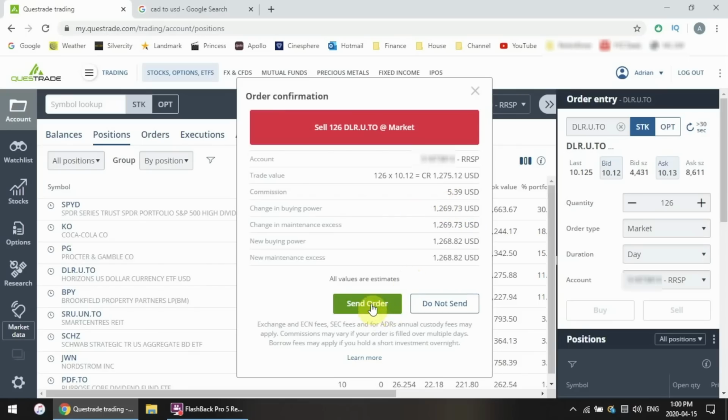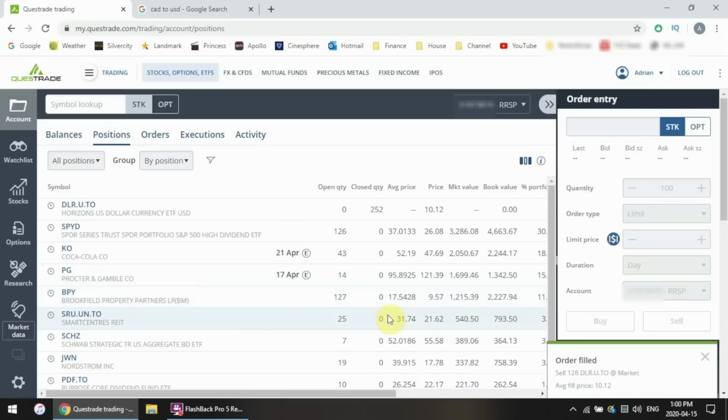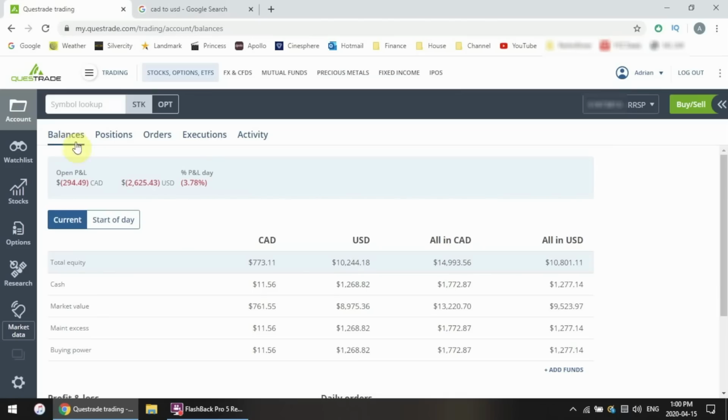So I click send order. I get a pop-up window notifying that my order was executed. So I have sold all those shares. Now let's go to my balances, and you'll see that I have $1,270 US sitting there as cash. And that's exactly what I wanted.